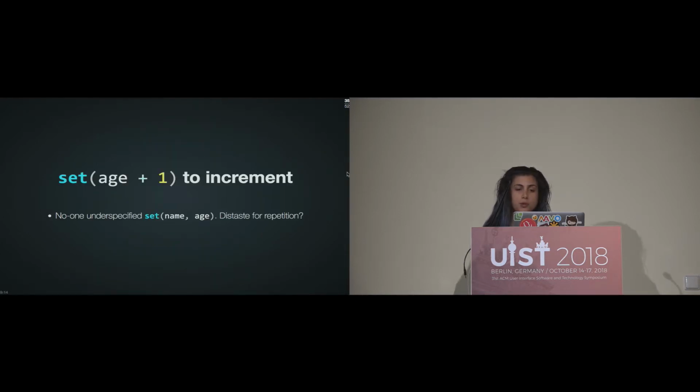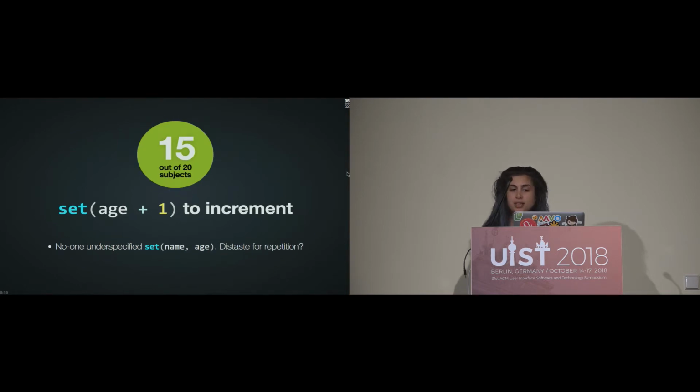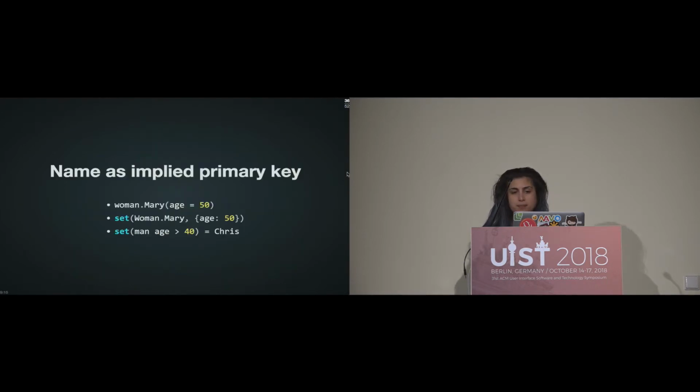Also setting age +1 to increment without a mention of what we're setting. 15 out of 20 subjects did this. No one underspecified set expressions when the property they were setting was different than the property they were reading. So perhaps this indicates a distaste of repetition, which is also seen in natural language. Perhaps in the future we could default to the first name token if only one argument is passed.